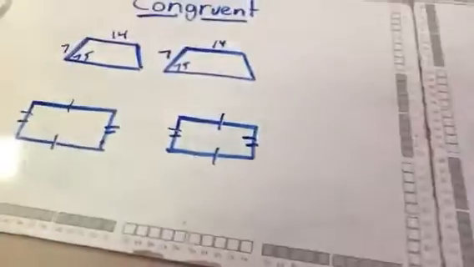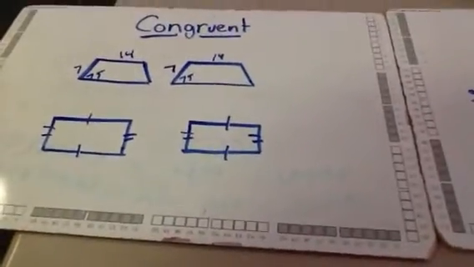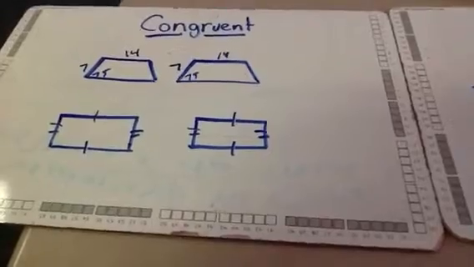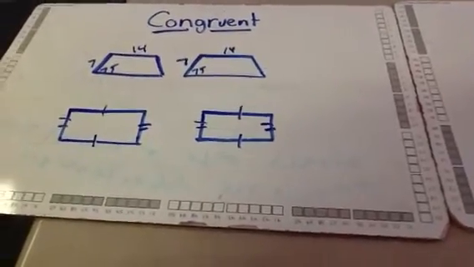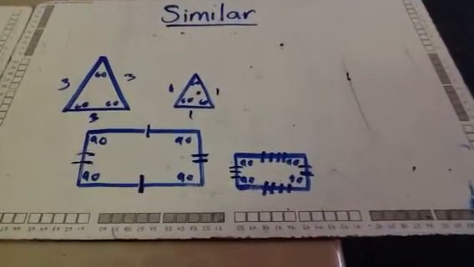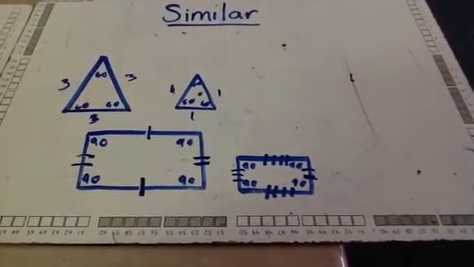So one more time, congruent means that they're the same size lines, same size angles, perfectly equal shapes. Similar means that the angles are the same, but the size of the lines are different.